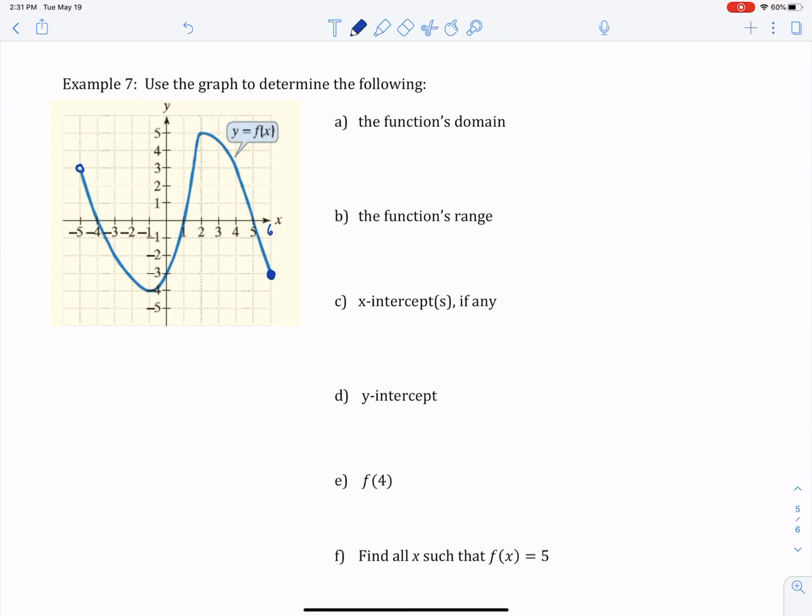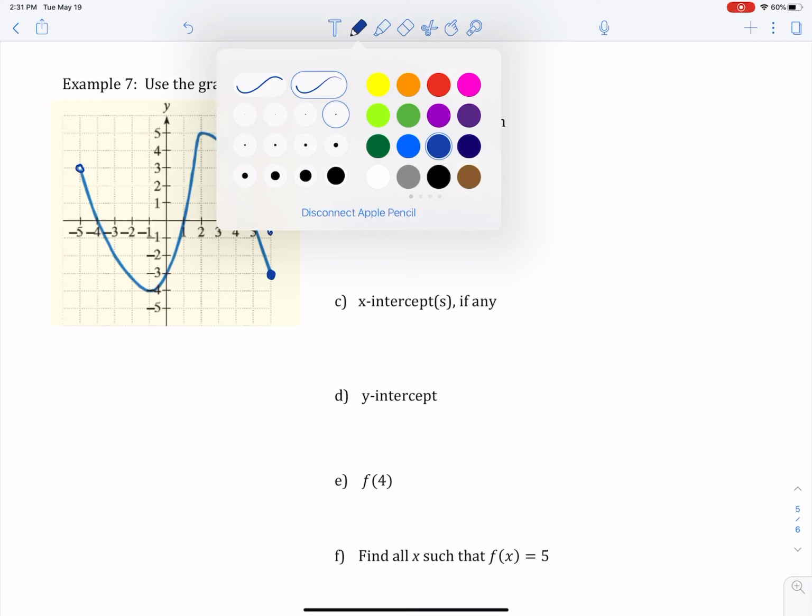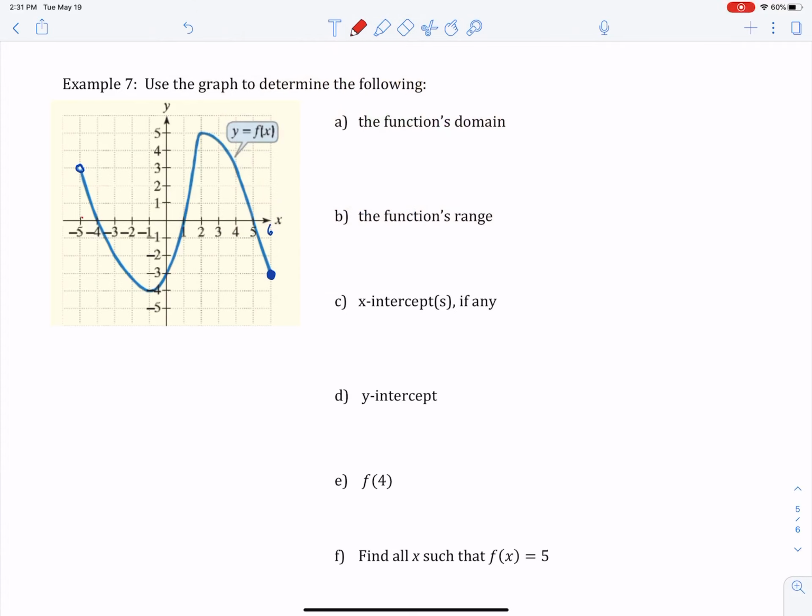Use the graph to determine the function domain. What are the possible x values plugged in? We can see that we cannot plug in -5, but we can plug in all the numbers after -5 up to the number 6, and 6 included. So I'm going to say the domain of this function is x belongs to the interval from -5 not included to 6 included.